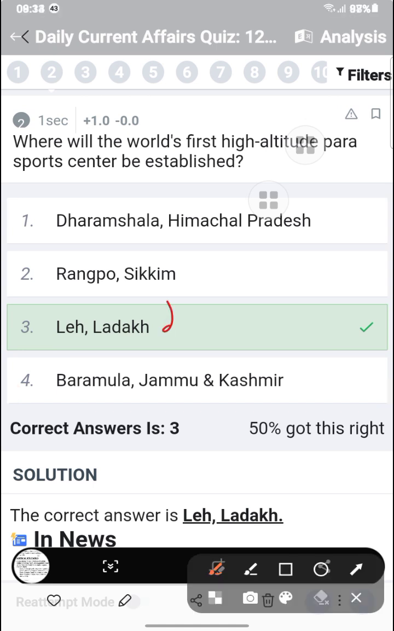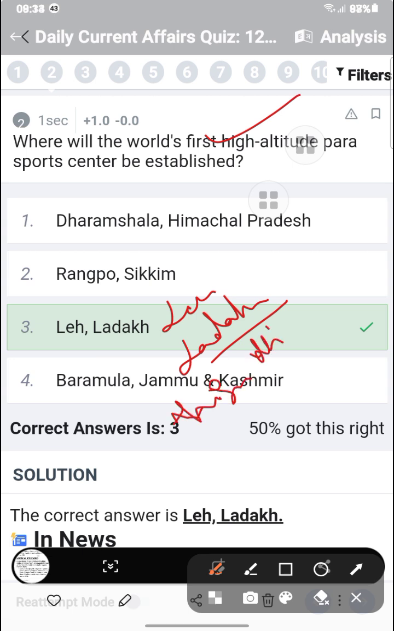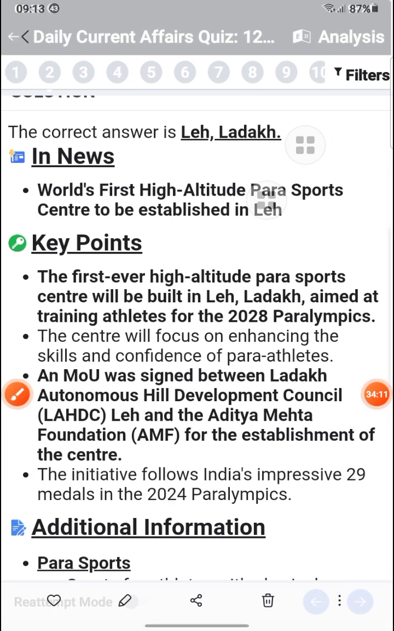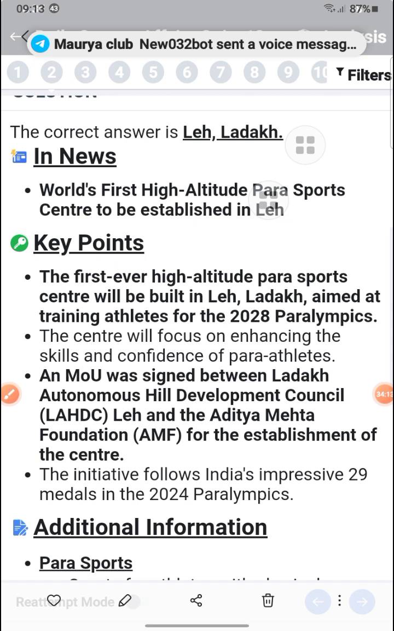Where will the world's first high altitude para sports center be? That is in Leh, Ladakh, and this area will have the world's first high altitude para sports center. This is a para sport center, and it is established at high altitude. This first para sports center is aimed at training athletes.